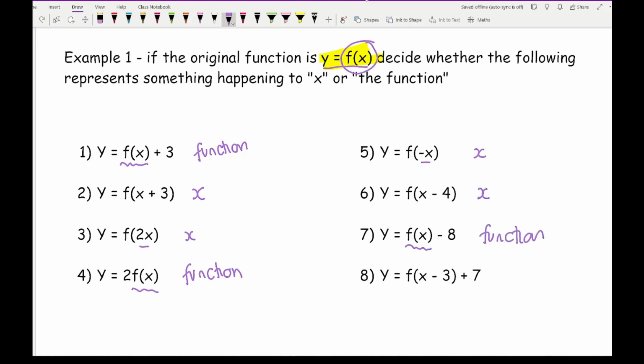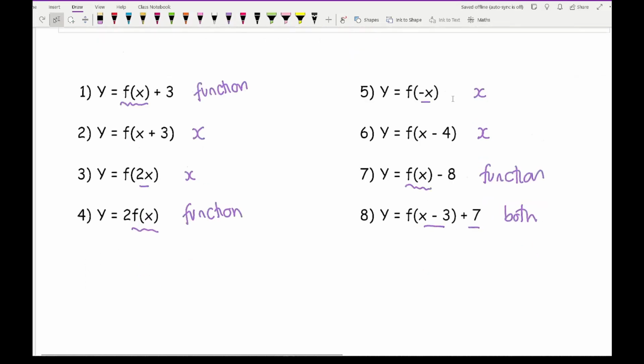And in this last example, for question 8, I've got f of x minus 3 plus 7. So here I'm doing both. Now at GCSE level, it's unlikely you'll ever get a question involving both, but it does get asked at A level or further on from GCSE.